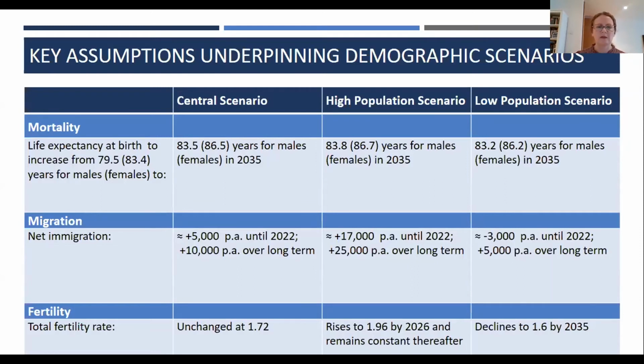On fertility, the total fertility rate, which is roughly the average number of children per woman, we assume it's unchanged at 1.7, the current rate, in our central scenario. It rises to 1.96 in our high population scenario. That's still below the replacement rate, and declines to 1.6 in our low population scenario. That's the sort of prevailing fertility rate in the EU.